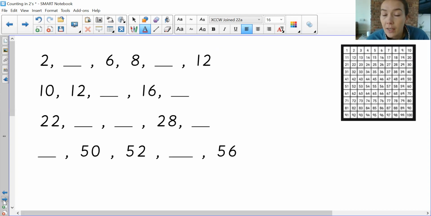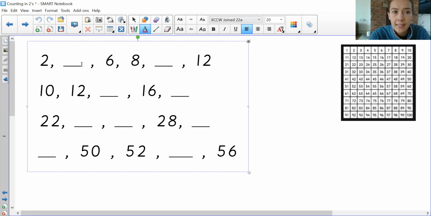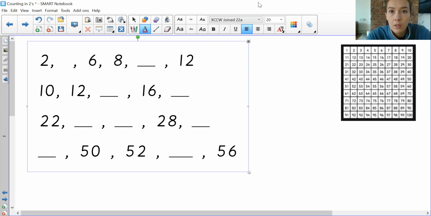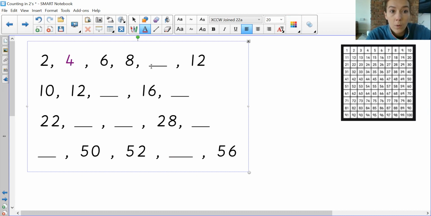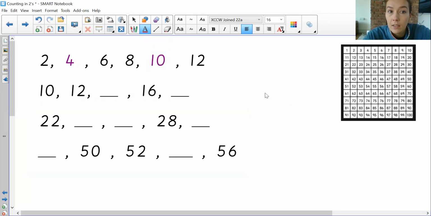Quite a common question that you could be asked involves sequencing. I've missed out some numbers on these. Let's have a look together. Sequence number 1, we've got 2, 6, 8, 12. That first one is pretty easy. It's 2, 4, 6, 8, 10, and then obviously 12. That's literally just starting at your 2, going up in 2's.